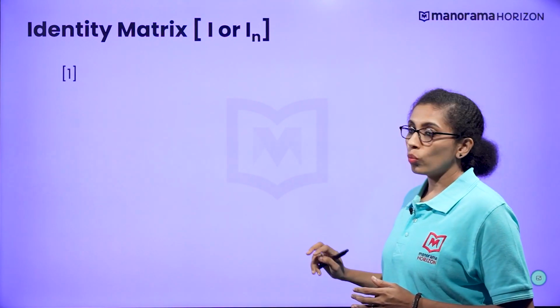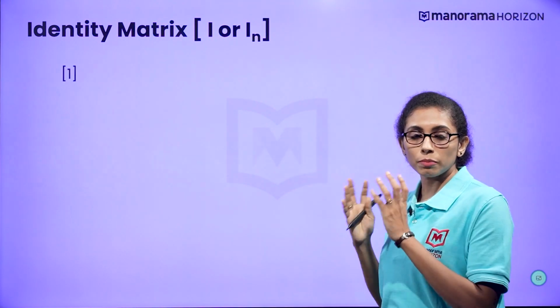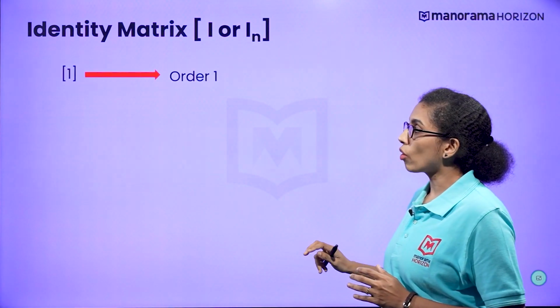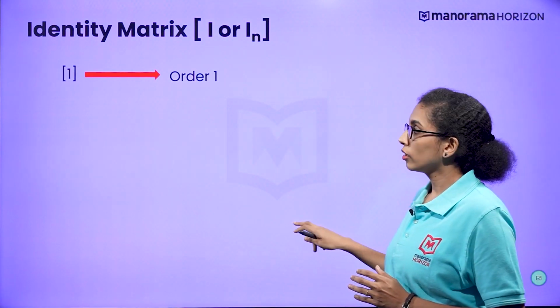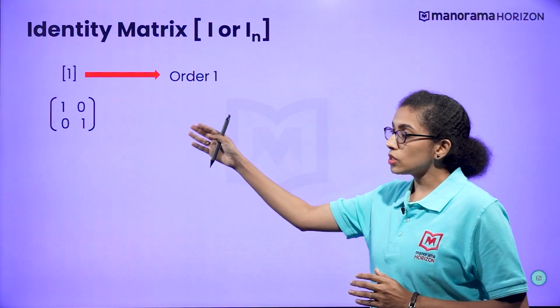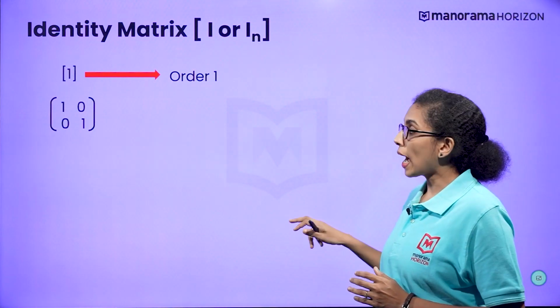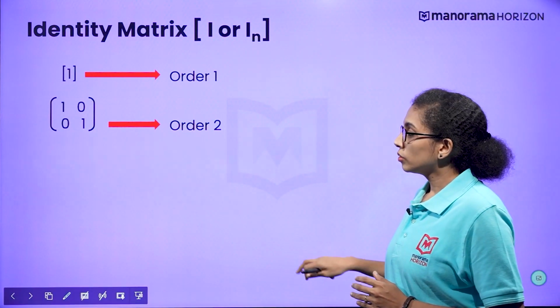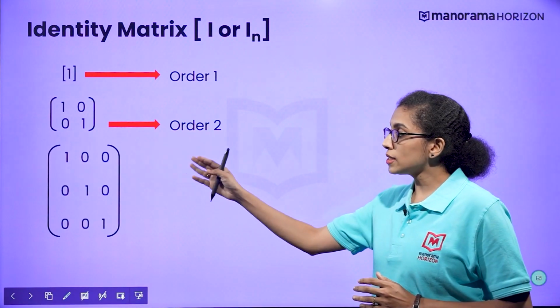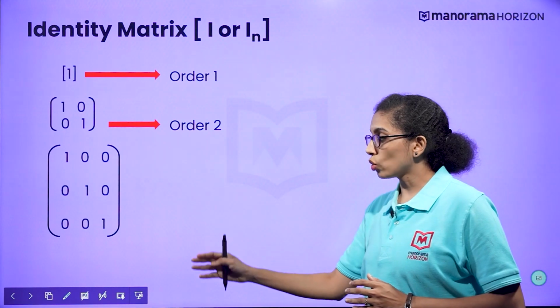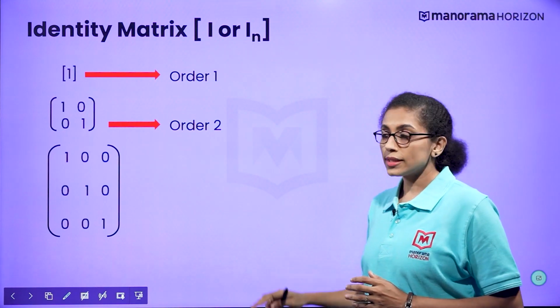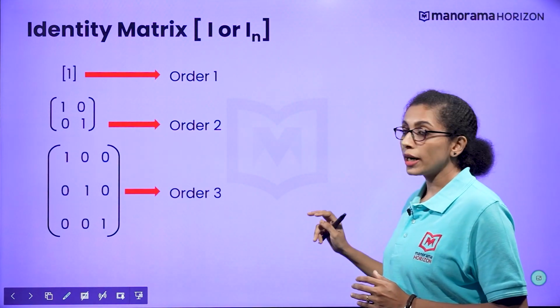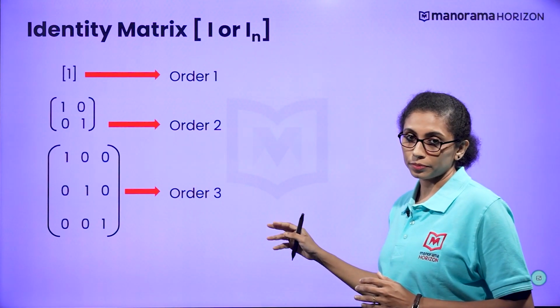The matrix [1]. What does it mean? It simply means the identity matrix of order 1. The matrix [1 0; 0 1] is an identity matrix of order 2. The matrix [1 0 0; 0 1 0; 0 0 1] is again an identity matrix but with order 3.